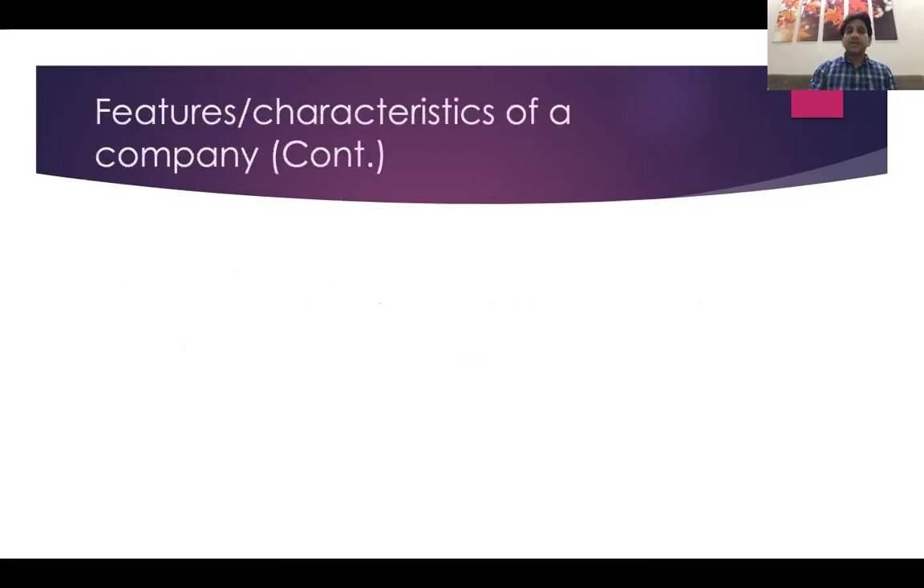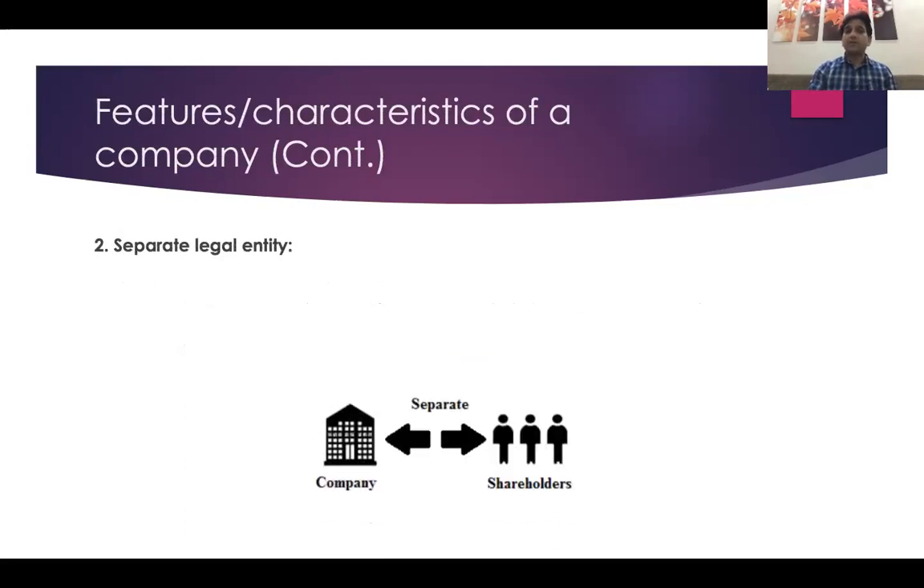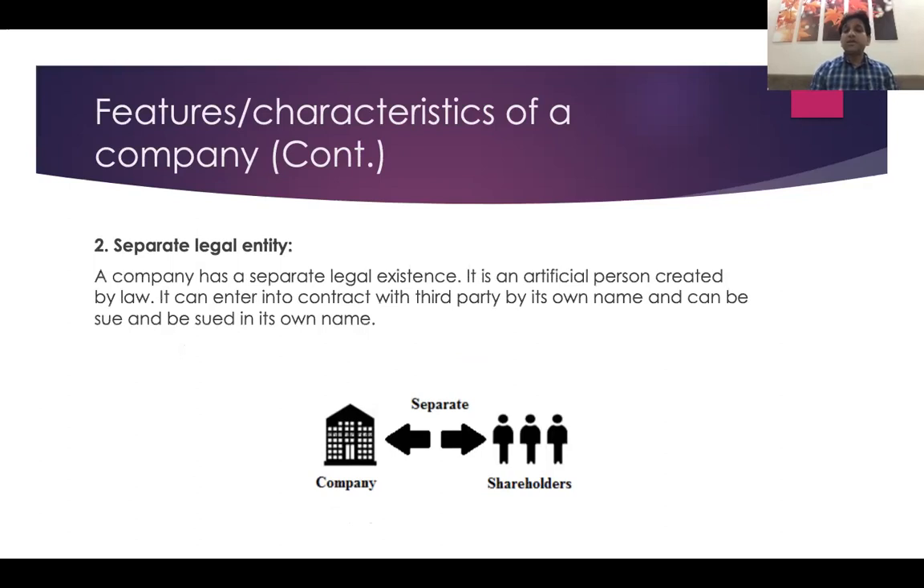The second feature is separate legal entity. This is a very important feature of a company. A company's existence or entity is entirely different from its members. So a company has a separate legal existence. It is an artificial person which is created by law. So it can enter into a contract with a third party in its own name, or it can be sued in its own name. So what do we mean by that?